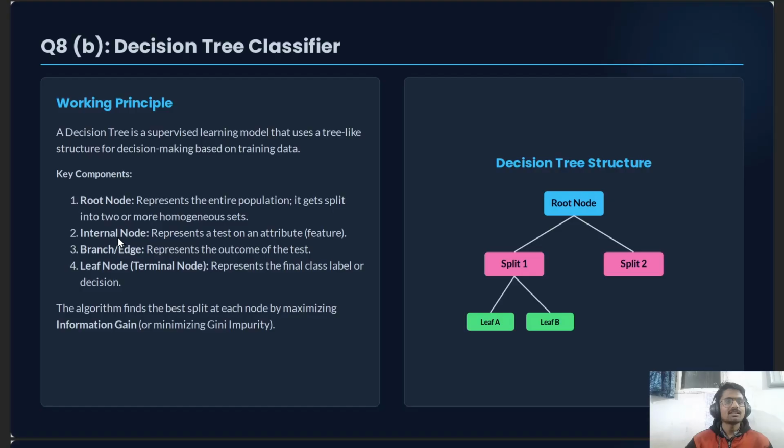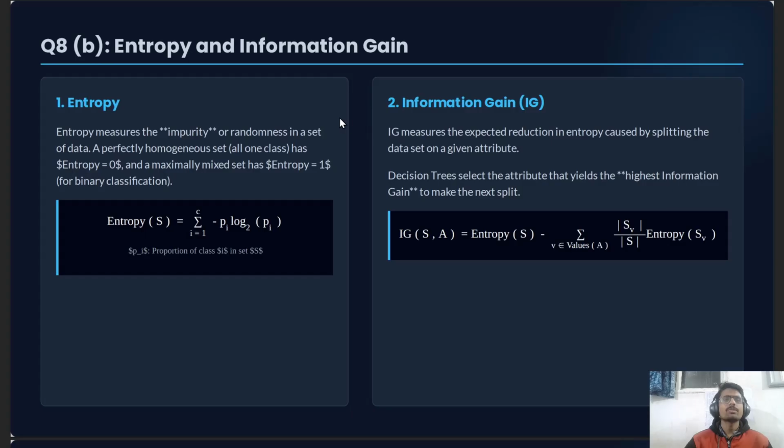The second is the internal node, which represents a test on an attribute. Third is the branch or edge, which represents the outcome of the test. Fourth is the leaf node, which represents the final class label or decision. The algorithm finds the best split at each node by maximizing information gain. The decision tree structure is like this: root node, split 1, split 2, then leaf A and leaf B.